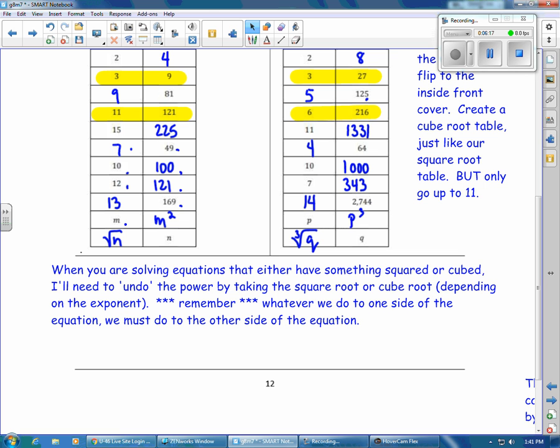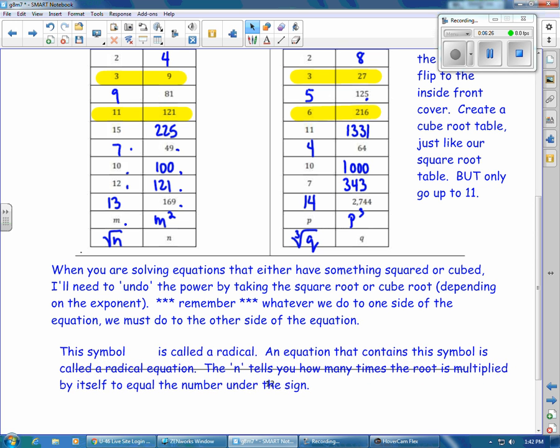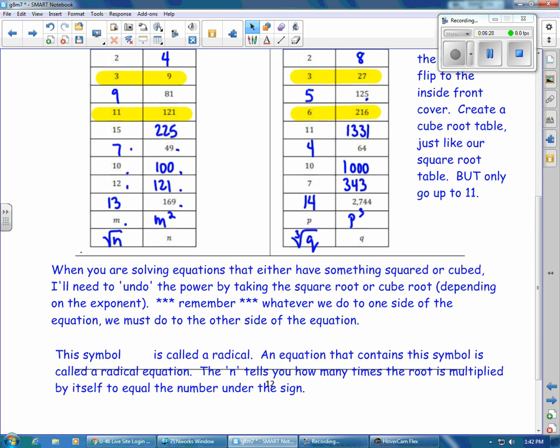Whatever you do on one side of the equation, you've got to do the same thing on the other side of the equation. You can't take a square root on one side of the equation and not the other. You will no longer have an equation. You'll have something that's an inequality if you do something to one side of the equation but not the other.